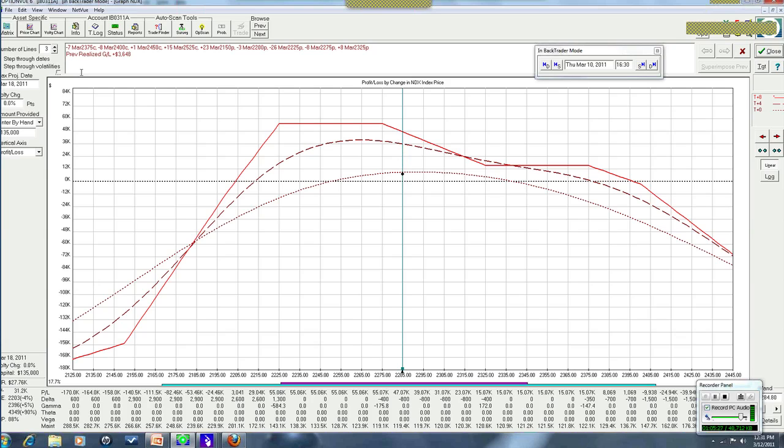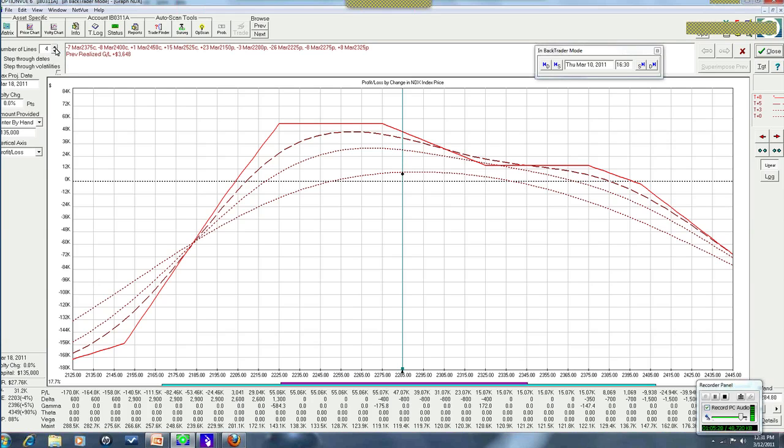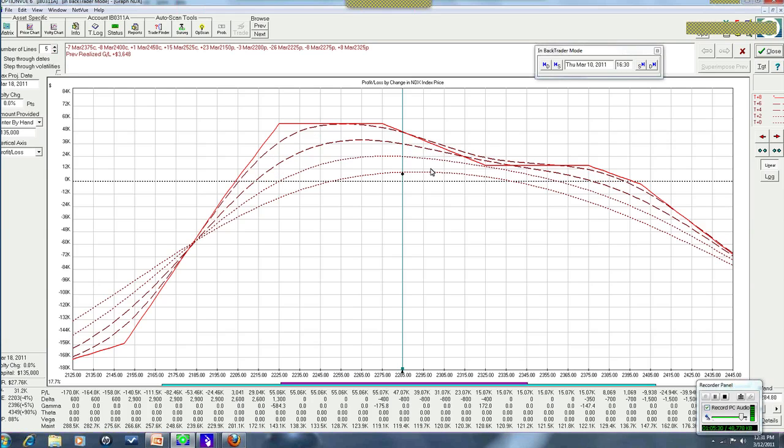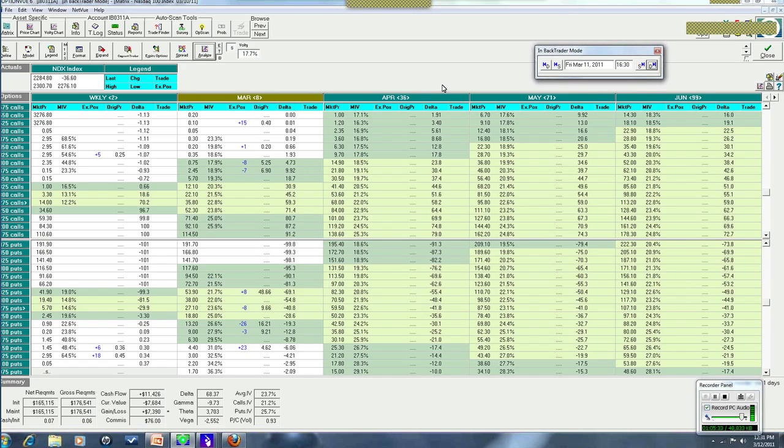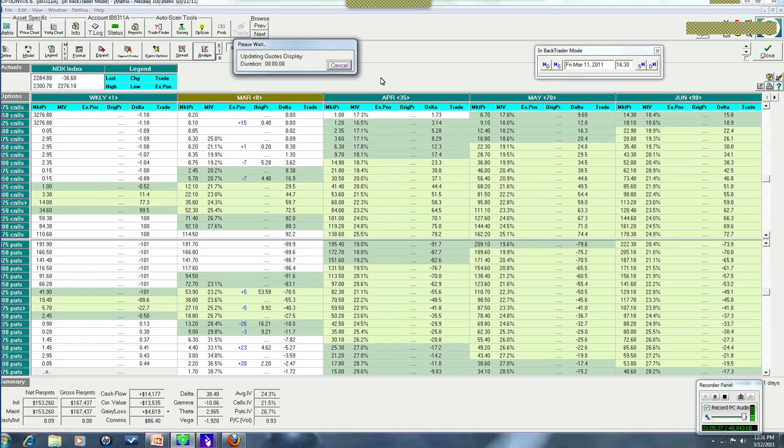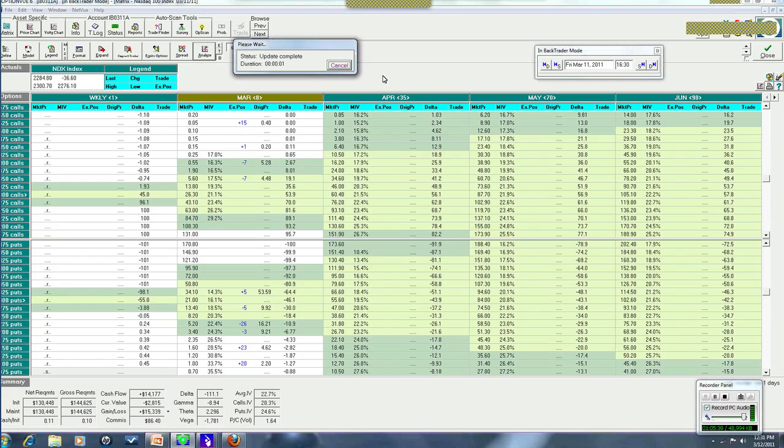Remember the other day when I told you I was having problems with my graphs? That's an example of it. There's something wrong with that. It's always disturbing when that kind of thing happens.